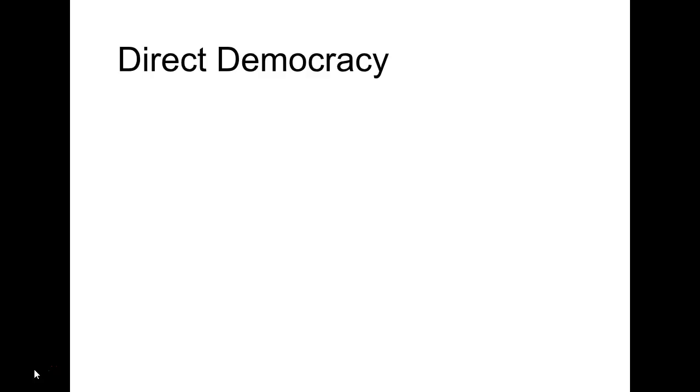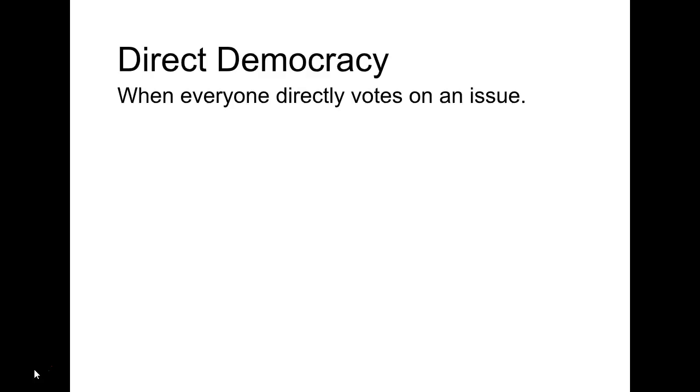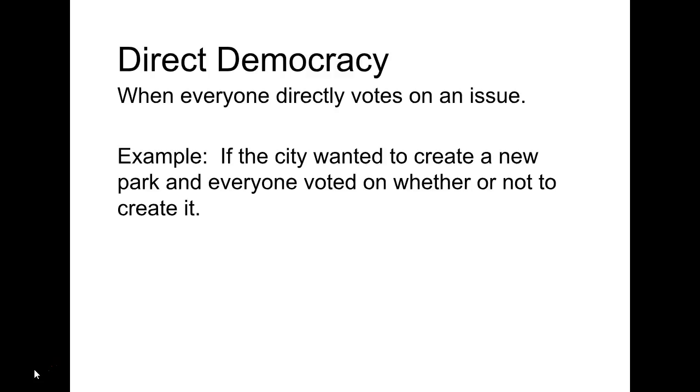Whereas a direct democracy means that everybody votes on every issue. So when everyone votes directly on an issue, for instance, if the city wanted to create a new park, and everyone goes down and votes yes or no on the park, we're not voting for a person to make that decision for us. Maybe I vote for somebody who's very pro-environment because that reflects my values, and then I let that person decide whether or not to vote on a park. That would be representative democracy. Direct democracy means we vote directly on them.